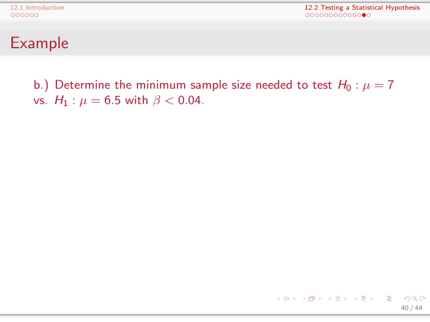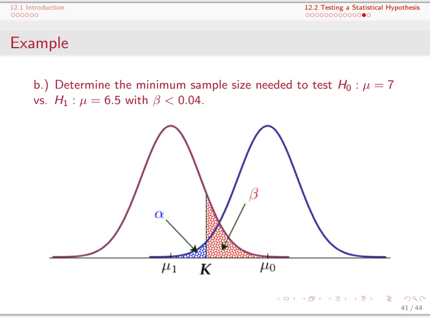Now let's move on to part B. Here we're interested in determining the minimum sample size needed to test the null hypothesis that mu is equal to 7 versus the alternative that mu is equal to 6.5 with a probability of a type 2 error being less than 0.04.